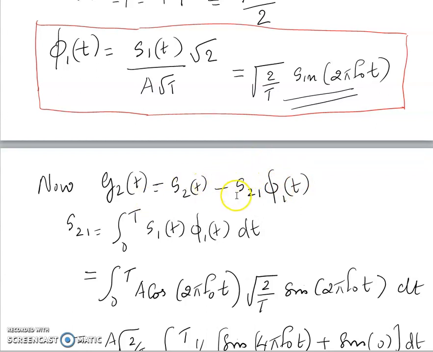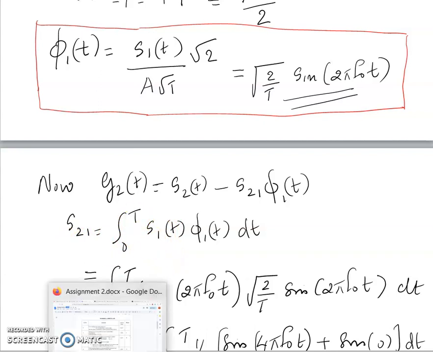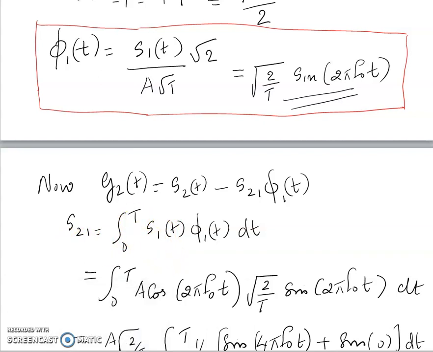Now the first thing is to find out the coefficient S21. So what is the coefficient S21? It is the component of the second signal S2 along the first basis function. So here you have the second signal along the first basis function.